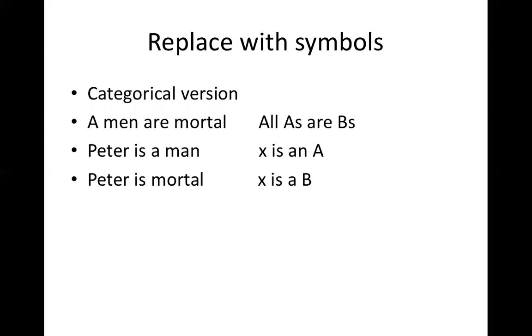Now look at this. Categorical version, all men are mortal. Peter is a man, Peter is mortal. Now let's put this argument in a symbolic form. All men are mortal, all A's are B's. So we use A to represent men, we use B to represent mortal. And then we find another terminology for Peter. So Peter will be X. So what you have is all A's are B's, X is an A, that is Peter is a man, X is a B, Peter is mortal. All A's are B's, X is an A, X is a B. So that's the symbolic version, putting the argument in symbols.